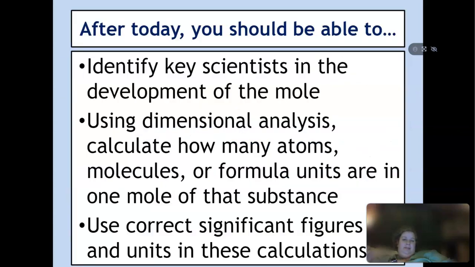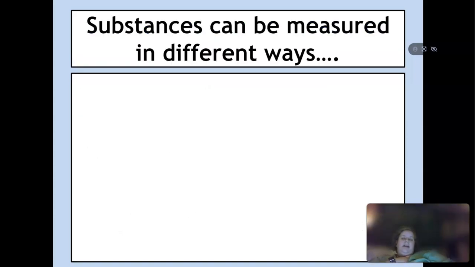Alright. So after today, you should be able to identify the key scientists in the development of the mole, use dimensional analysis to calculate how many atoms, molecules, or formula units are in 1 mole of that substance, and then use the correct number of significant figures and units in these calculations. Alright, so we're going to go ahead and jump right in.